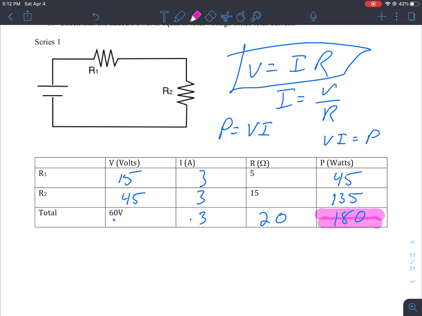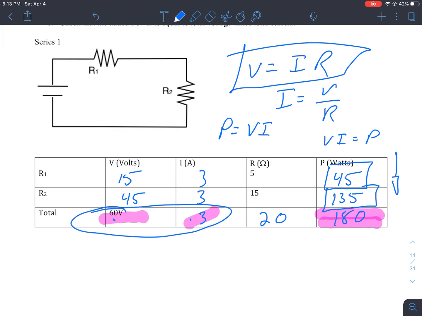So we found this 180 by taking 60 volts times 3 amps. Well, power is kind of like the amount of energy you're using per time, right? So if we take the 45 watts plus the 135, we actually also get 180. So this is known as the power check. If you add down your column for power, that should equal the power that you calculated doing voltage times current. Pretty cool, huh? I know.